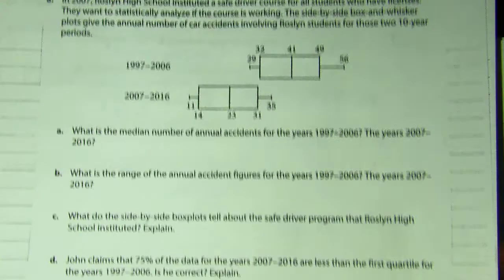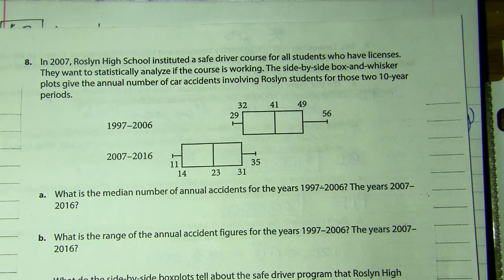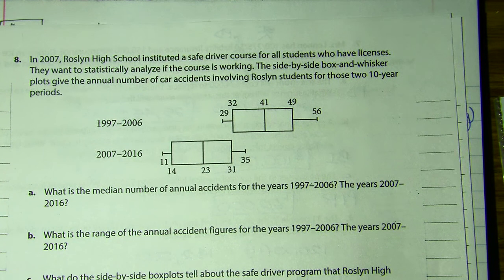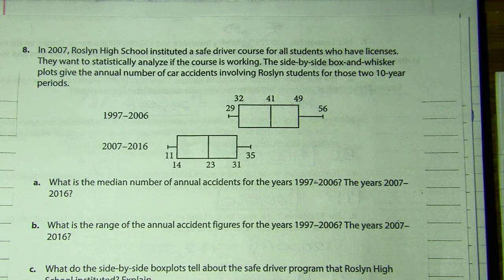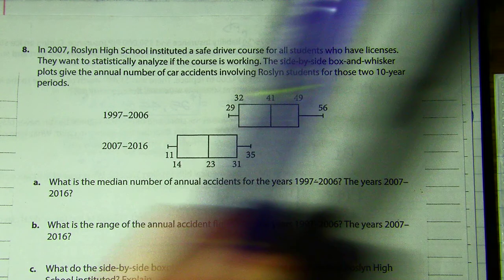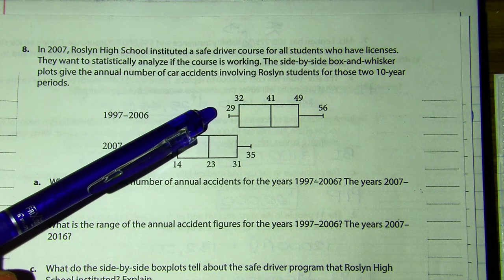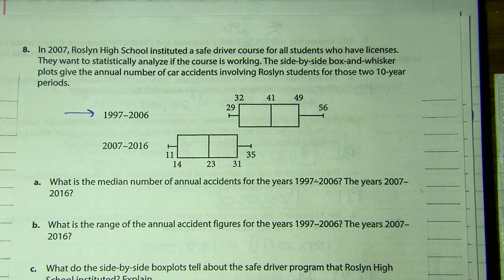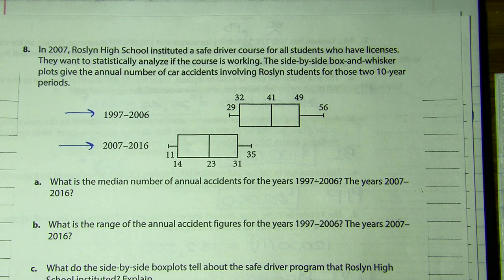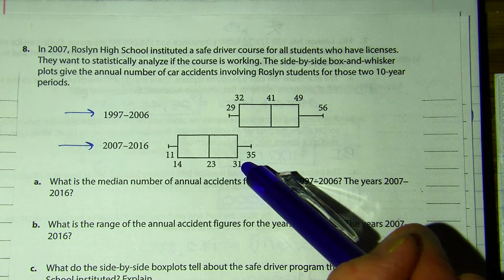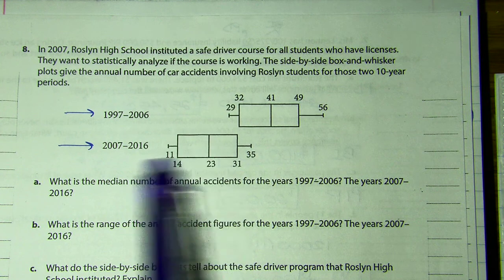And finally, the last problem, number 8, is a review from the prior sections in Unit 3 on mean, median, and mode, and your box plots and quartiles. So this is a high school and a safe driving course. The first is the number of car accidents that were involved from 1997 to 2006. And the bottom is car accidents from 2007 to 2016. So just looking at that, this has 56 car accidents. This is 35. So there were a lot less accidents in the second period.